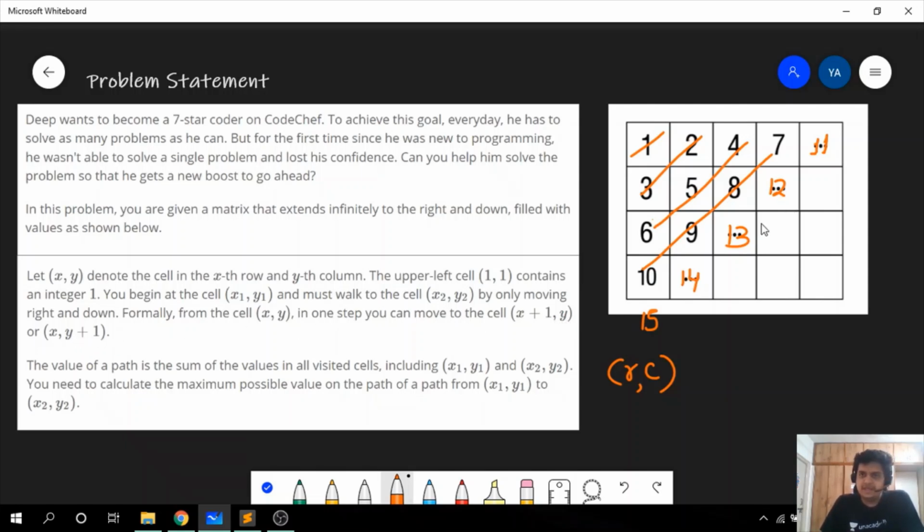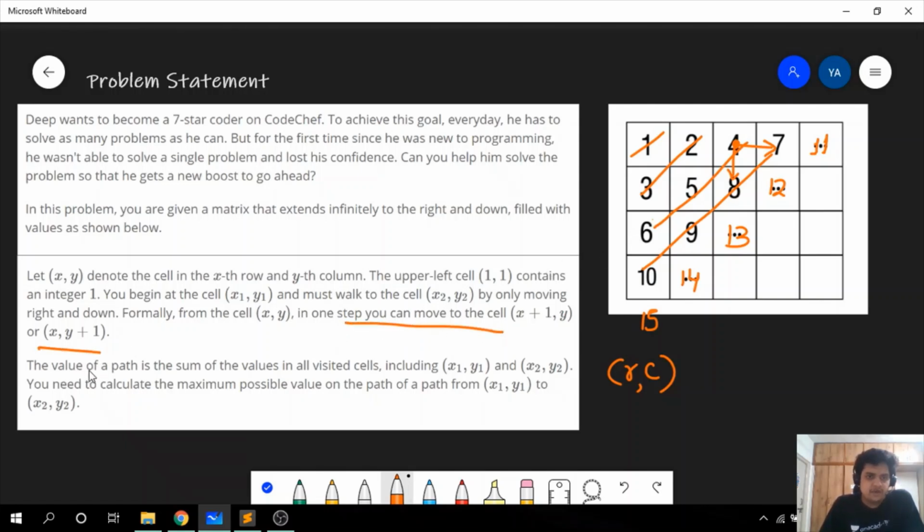Basically what they are trying to say is, we take some arbitrary cell, say 4. From this cell we can only go to the right cell or the down cell. We cannot go left or above. This is what they are trying to tell us by this statement.